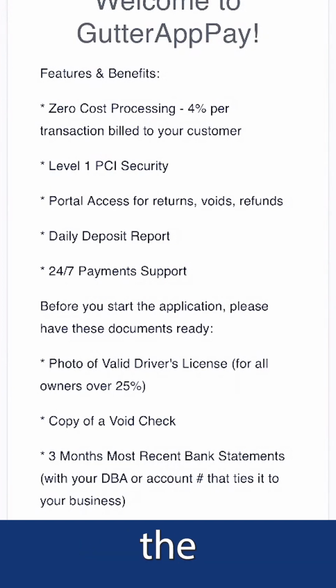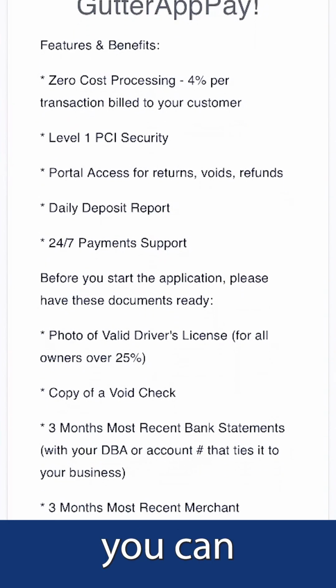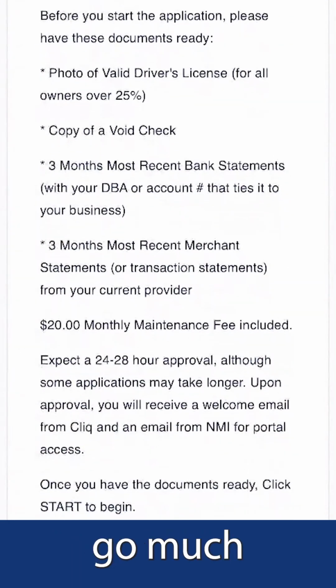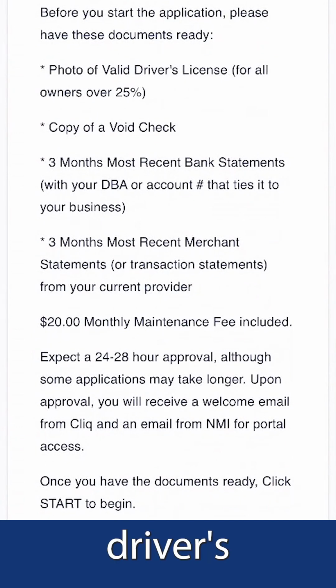So when we are starting the application, one of the most important things to have quick approval is that we have these documents ready. So before you start the application, if you can have these documents ready, it would make everything go much smoother and approvals go much quicker. A valid driver's license for all owners over 25%. Prepare a voided check and 3 months of your most recent bank statements that will have your DBA and account number that ties with your business. That allows the bank to have a quick underwriting process.